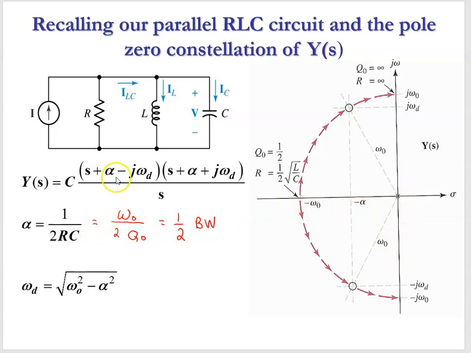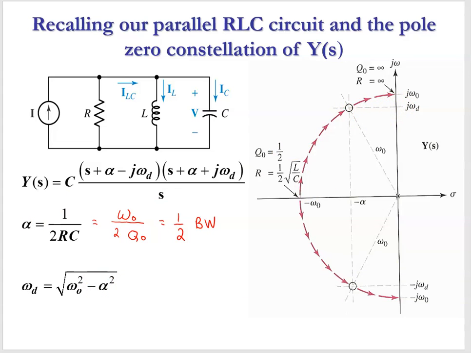Well, this alpha, that's 1 over 2RC. That's also equal to 1 over 2 times omega naught over Q naught. That's half the bandwidth, right? So this negative alpha we can relate to being at 1/2 the bandwidth. And our omega d, that was the square root of omega naught squared minus alpha squared.